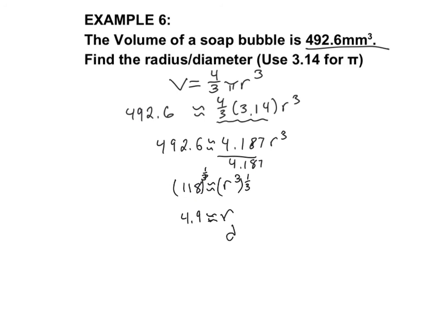And then we know the diameter of a circle is just double, so it equals 2 times the radius. So it's approximately 9.8.